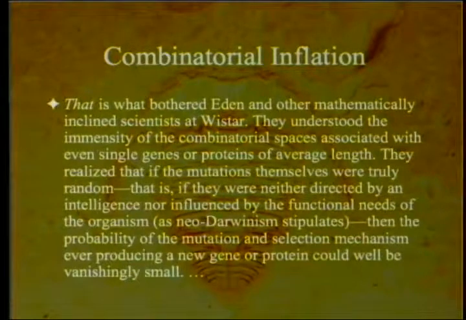That is what bothered Eden and other mathematically inclined scientists at Wistar. They understood the immensity of the combinatorial spaces associated with even single genes or proteins of an average length. They realized that if the mutations themselves were truly random, that is, they were neither directed by an intelligence nor influenced by functional need of the organism, as neo-Darwinism stipulates, then the probability of the mutation and selection mechanism ever producing a new gene or protein could well be vanishingly small.